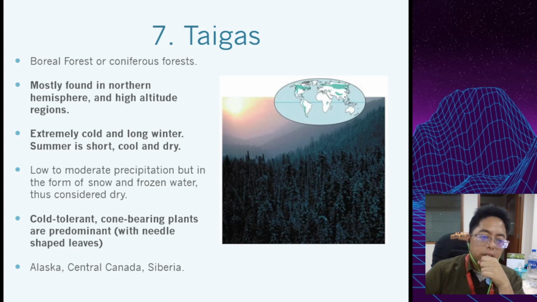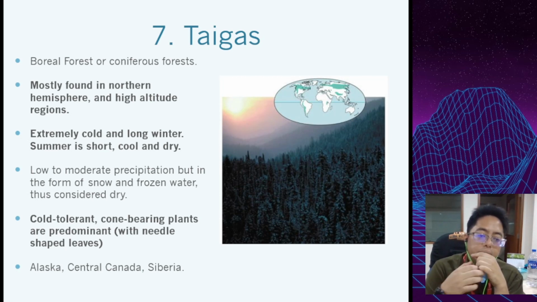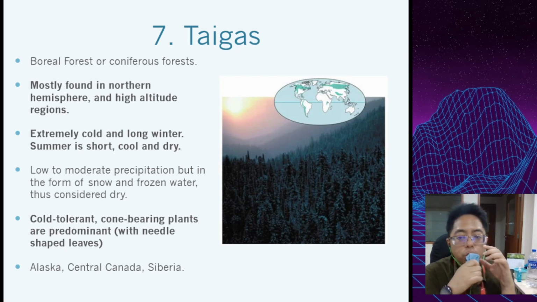Number 7, taigas. Taiga is what we call the boreal forest or coniferous forest, mostly found in the northern hemisphere in high altitude regions. So it is extremely cold with long winters. Summer is short, cool, and dry. It has low to moderate precipitation in the form of snow and frozen water, thus considered as dry. So it is cold tolerant.